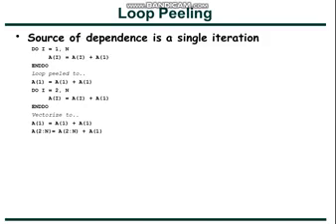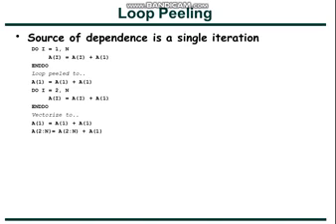Hello. So another method in index set splitting is loop peeling. Loop peeling is a very simple method and it is used when the source of dependence is in a single iteration. So if from a single iteration only all dependences are emerging, then this method is used. To understand this, take a very simple example.